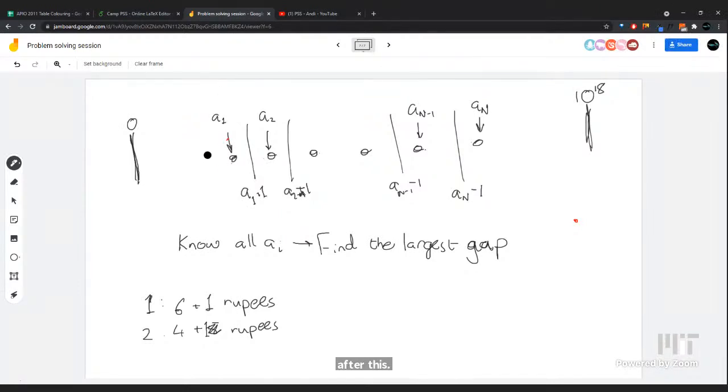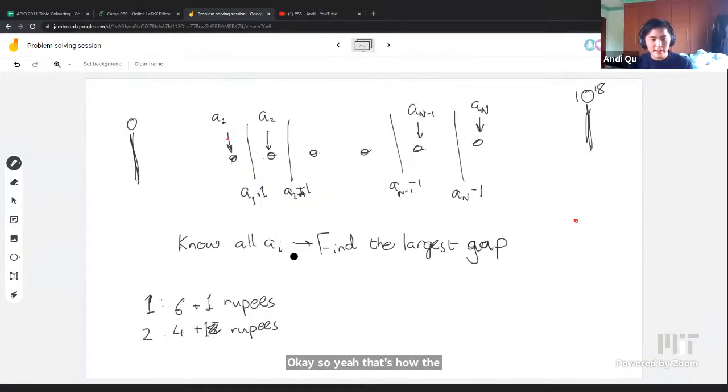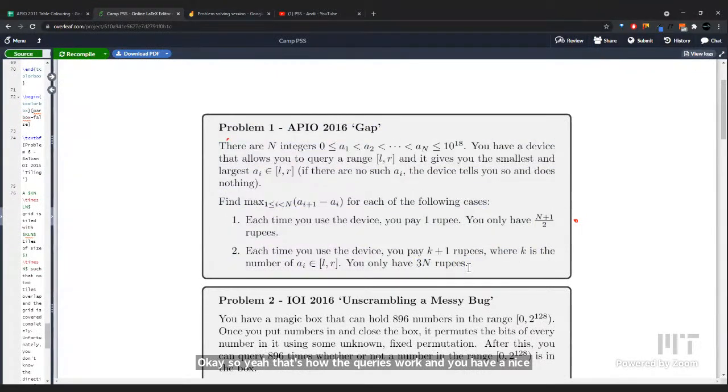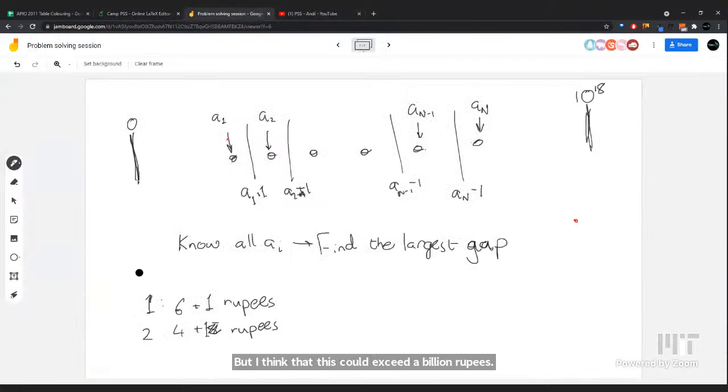Okay, so that's how the queries work, and you have only 3n rupees, but I think this could exceed 300 rupees. Yes, so that's why the solution doesn't work. You need a different strategy.